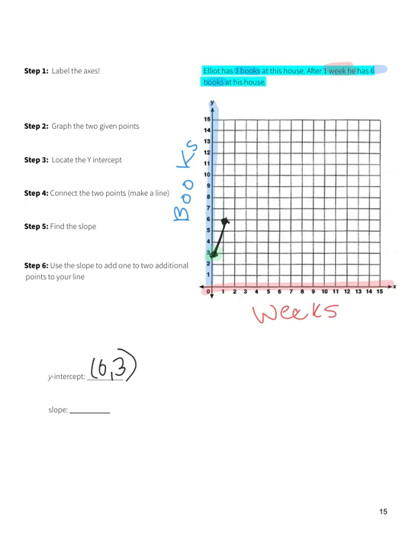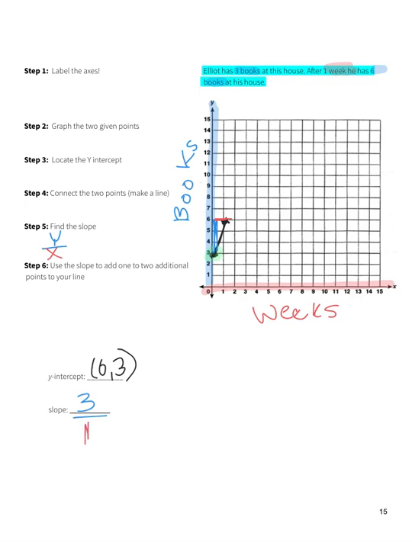So I connected my 2 points to make a line. Next thing is to find the slope. Remember, slope is rise over run, or y over x. So I go rise over run, so I go up first. So it's up 3 over 1. So my slope is 3 over 1.